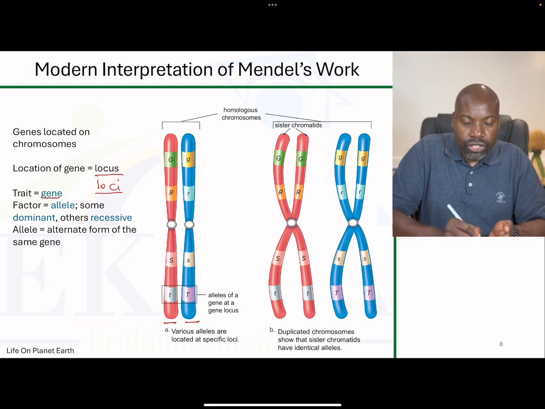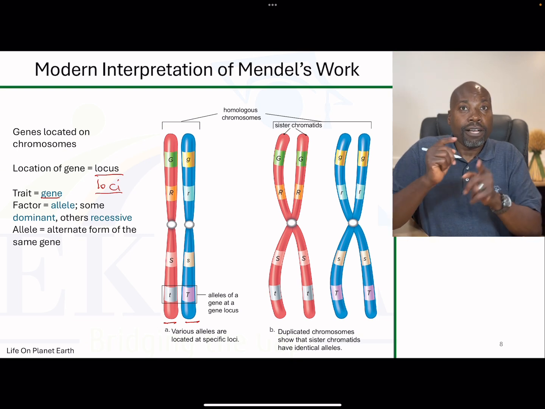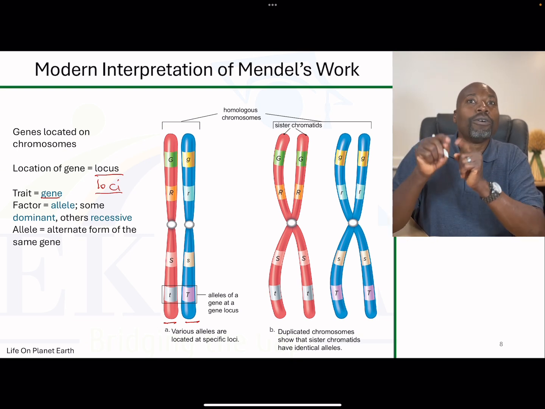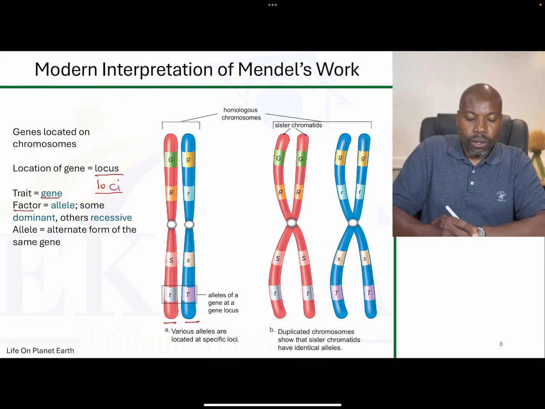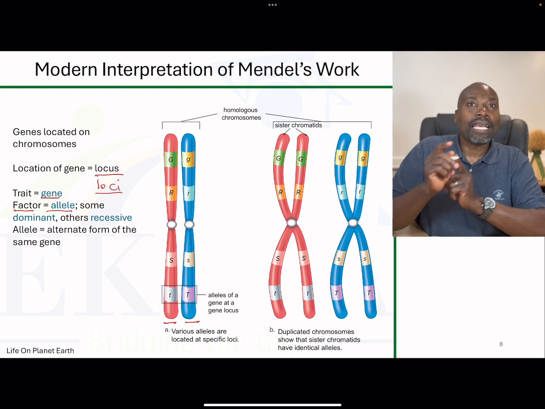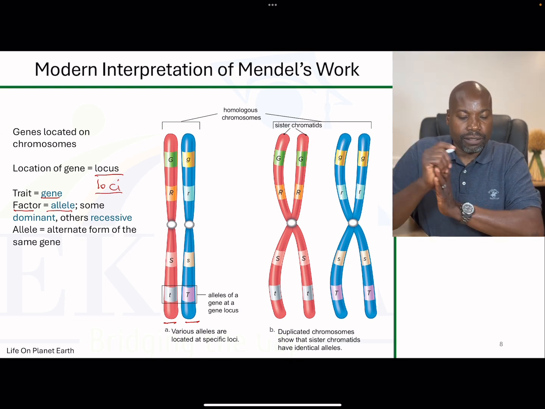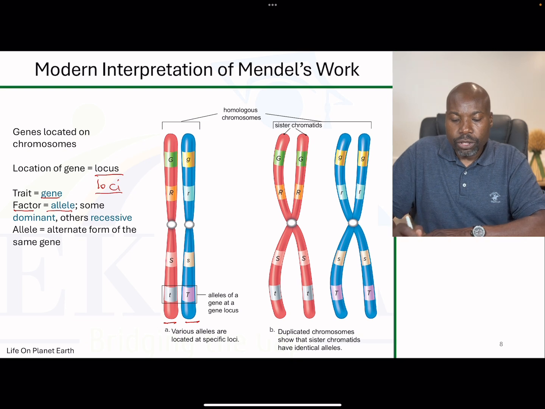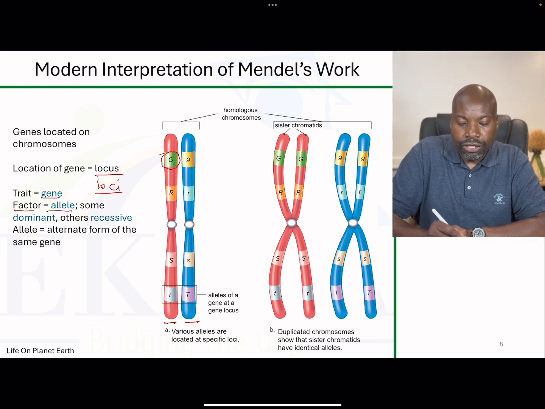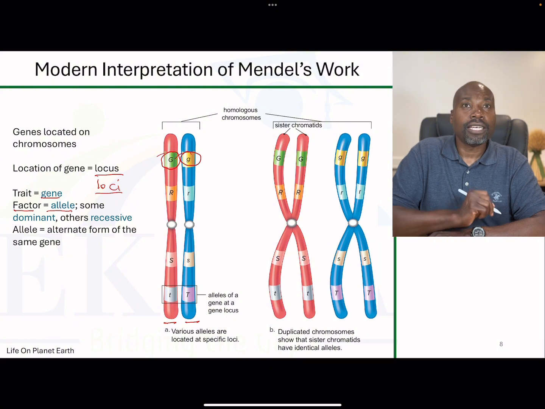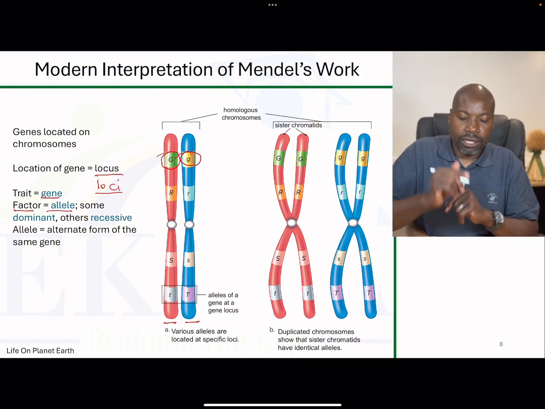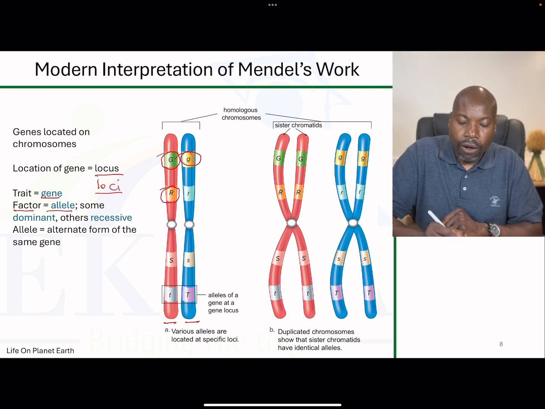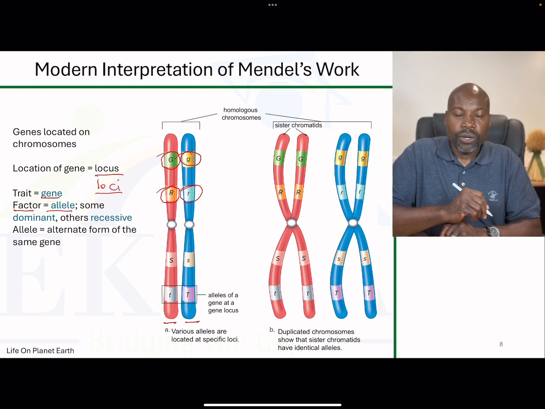So now, the term trait actually was the gene, okay, that eventually translates into phenotype at some point. And then the term factor was the alleles, being alternate forms of the same genes, right? So we have, for instance, capital G here, lowercase g. These are two alternate forms of the same gene. If we have capital R here, we have lowercase r here, and so on.